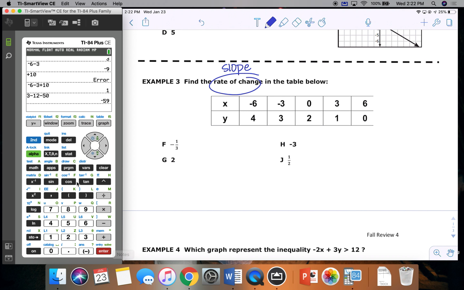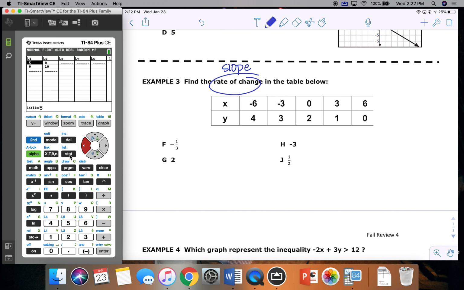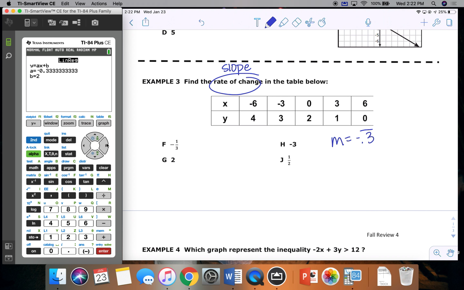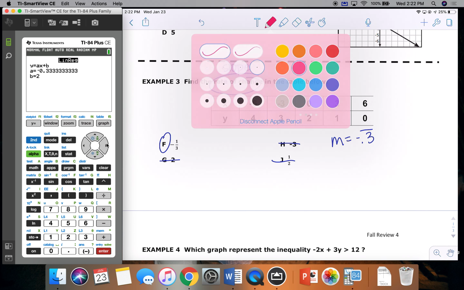So we're going to go to our stat edit and plug these in. So I have negative 6, negative 3, 0, 3, and 6. And then I have 4, 3, 2, 1, and 0. So I'm going to click Stat, scroll to Calc, option 4. And M is negative 0.3 repeating, not negative 3, not positive. So before I even put it into a fraction, I can see F is my only option.